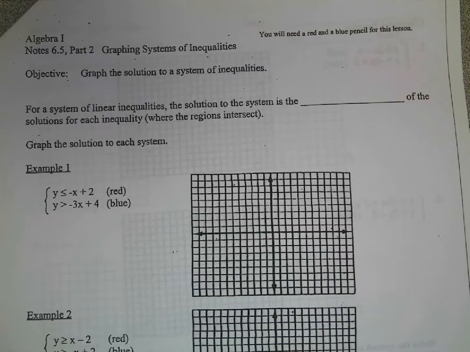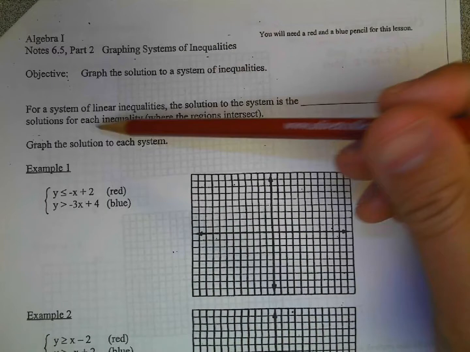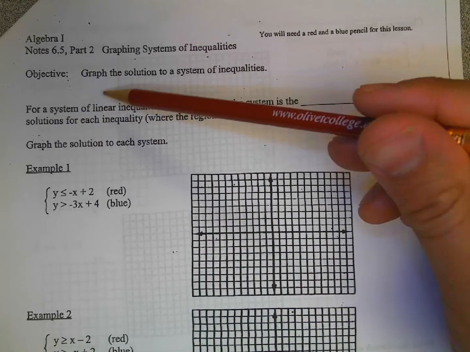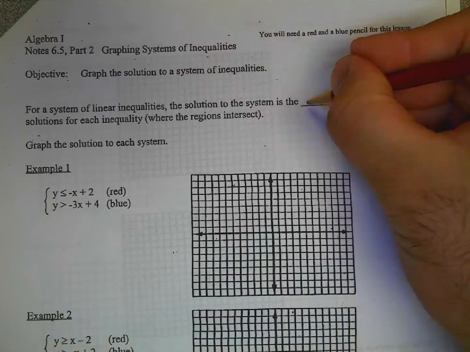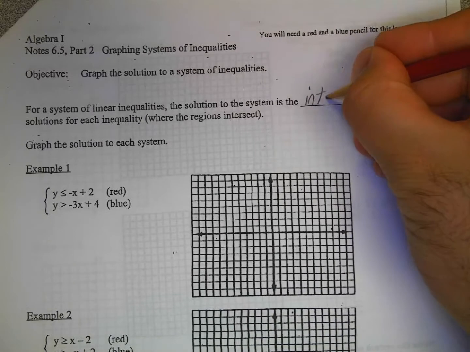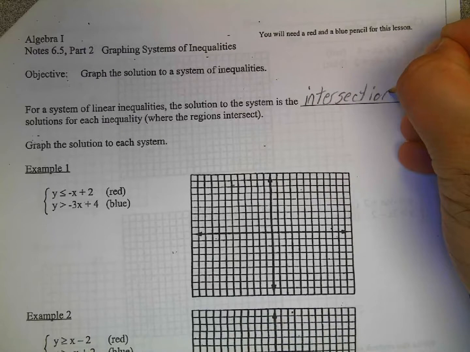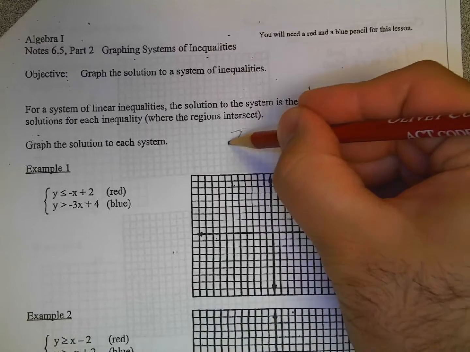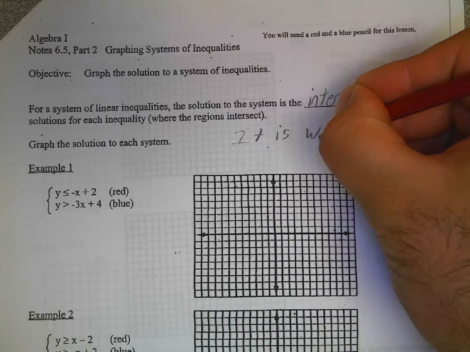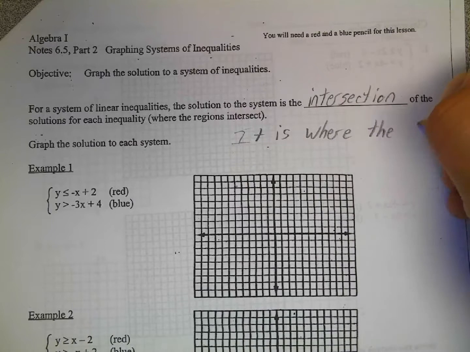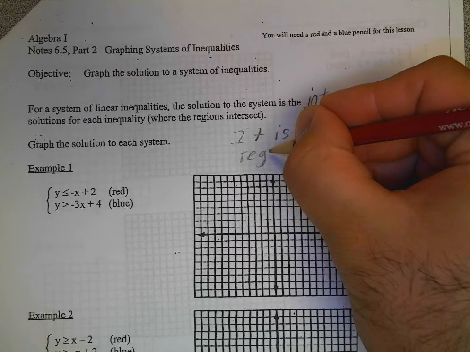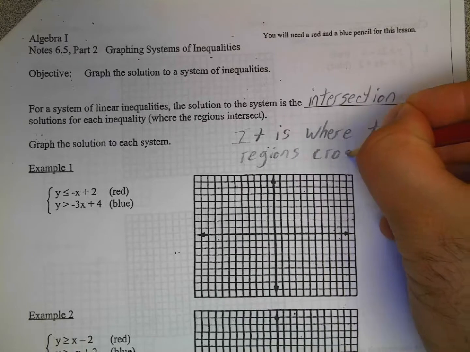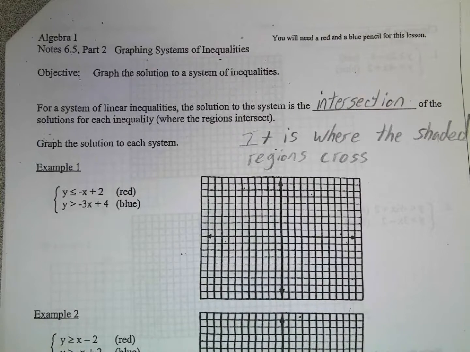All right, we're on 6.5, part 2 of your notes, and what we're going to do is graph the solution to a system of inequalities. For a system of linear inequalities, the solution of the system is the intersection of the solutions. It is the intersection of the inequalities. It is where the shaded regions cross. All right, so right now you're going to need a pink highlighter and a blue highlighter.